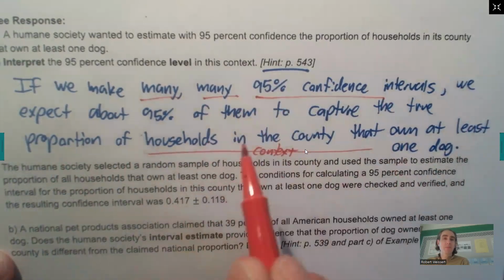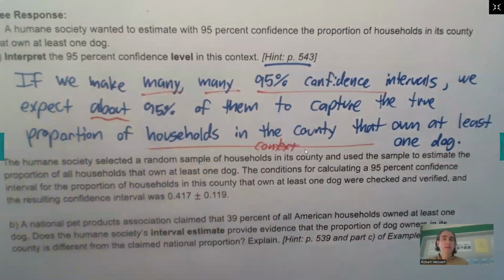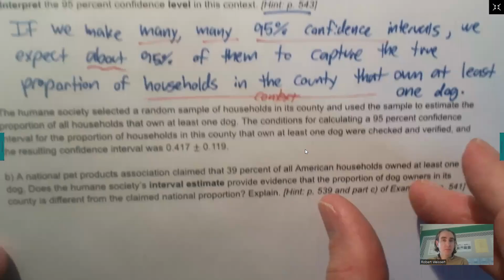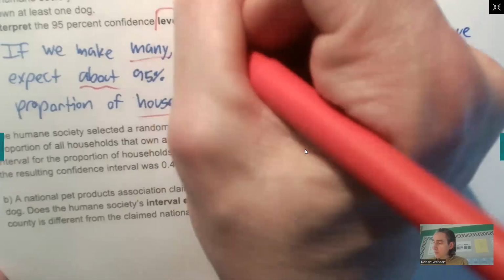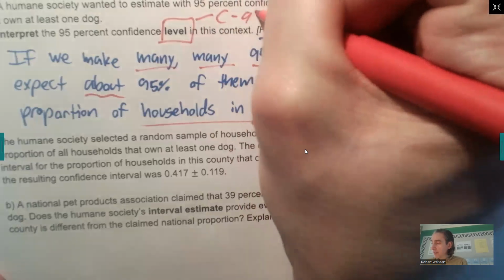So if we do this many times, about, but it's never exactly. So we expect about 95% of them to capture the true proportion of households in the county that own at least one dog. So that many percent of your intervals. And that's with level. When you see level, that's what that's talking about. Your confidence level, in this case, 95%.